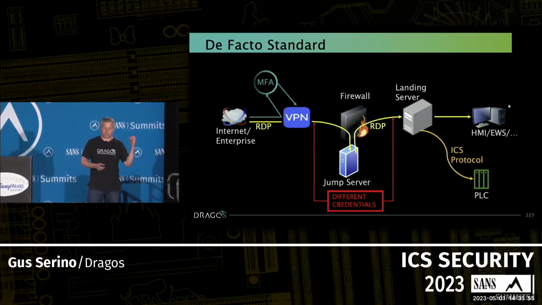So when you're coming from your remote device to that jump server, you have one set of credentials. When you're going from that jump server into the OT environment, it has to be a different set of credentials. Try to use group policies to make them different password requirements, different username requirements, so your users can't decide to make them the same after the fact.